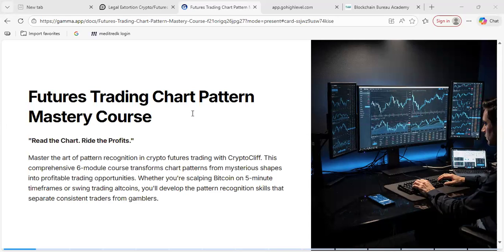Now, when it comes down to trading futures, we know that this market is unlike any other market we've ever traded. It's not like the Forex market. It's not like the traditional stock market or options market. It's not like the traditional futures markets. This market runs on a completely different accord. It's a lot faster. So mastering the art of pattern recognition is pivotal when it comes down to trading crypto futures.